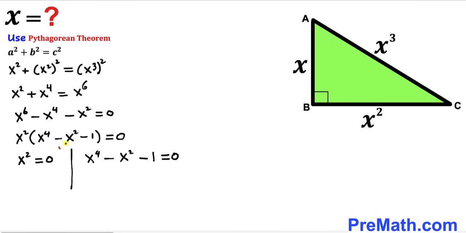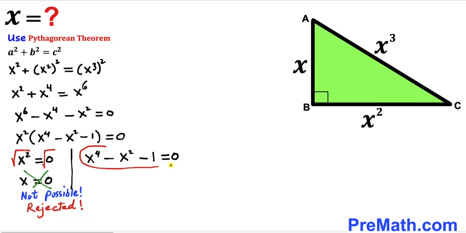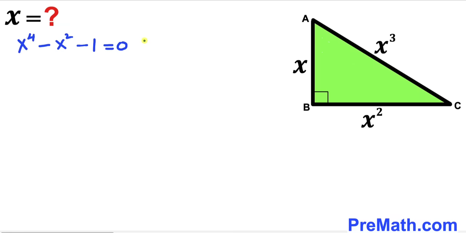Now let's focus on the first equation. I'm going to undo this square by taking the square root on both sides. Therefore our x value turns out to be equal to 0. We can see that x equal to 0 is not possible, so we are going to reject this value. Here we are going to focus on this polynomial now. Thus we end up with this quadratic-type equation, x to the power 4 minus x squared minus 1 equals 0. To make our job simple, we are going to make a substitution.